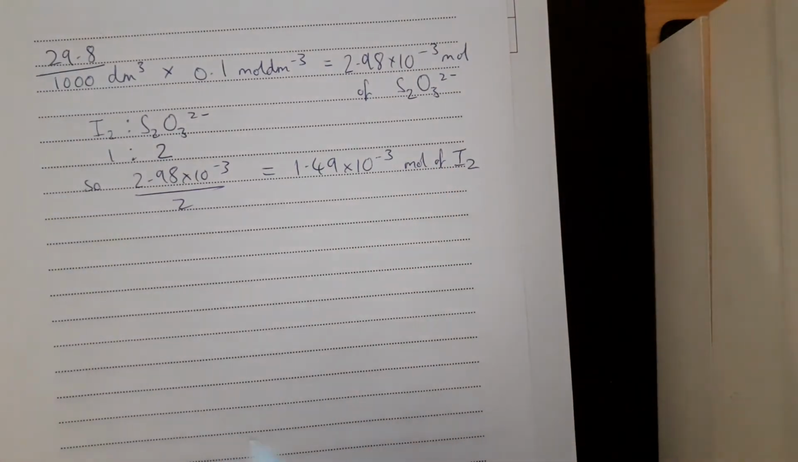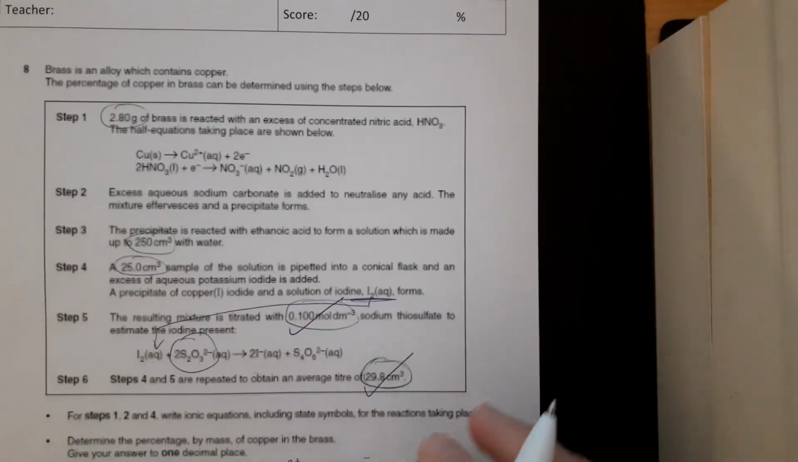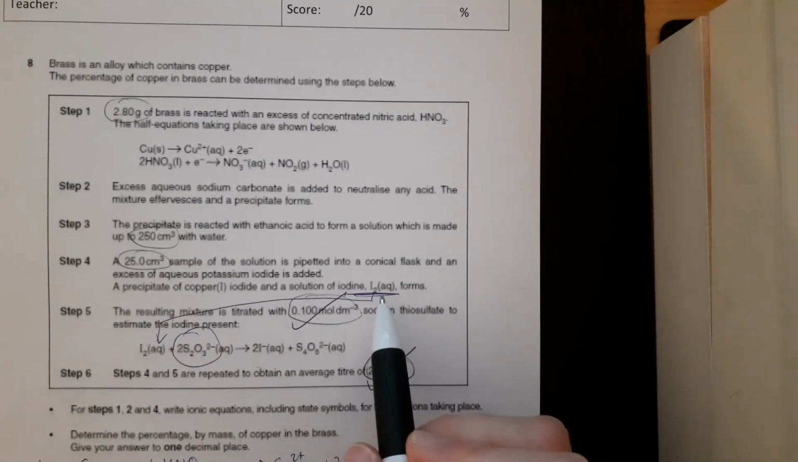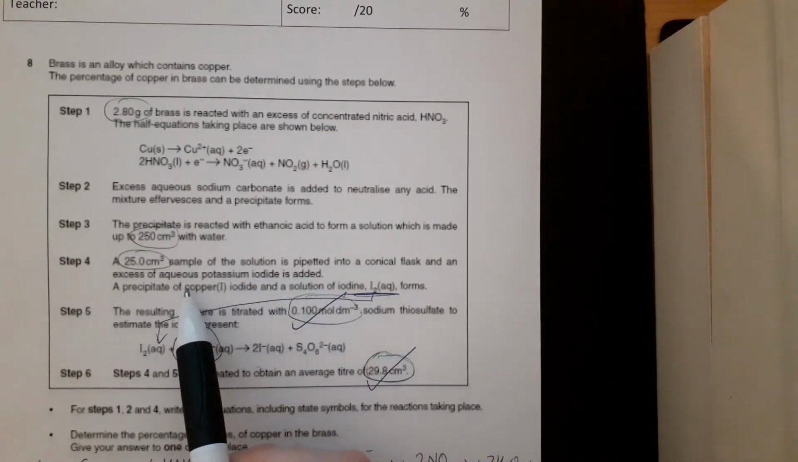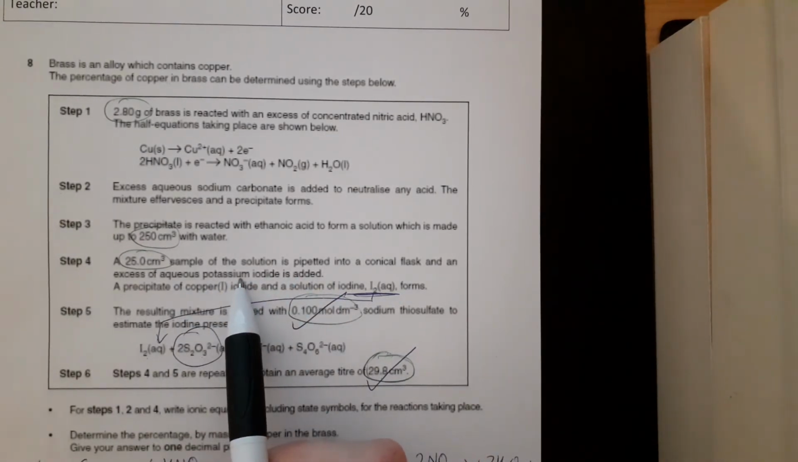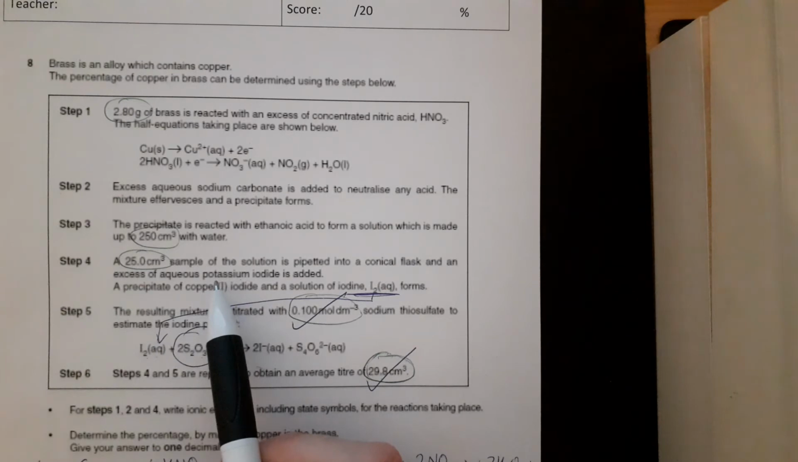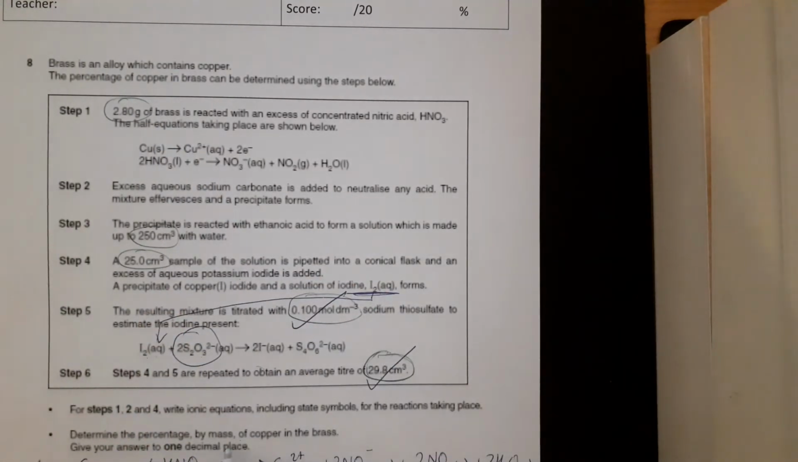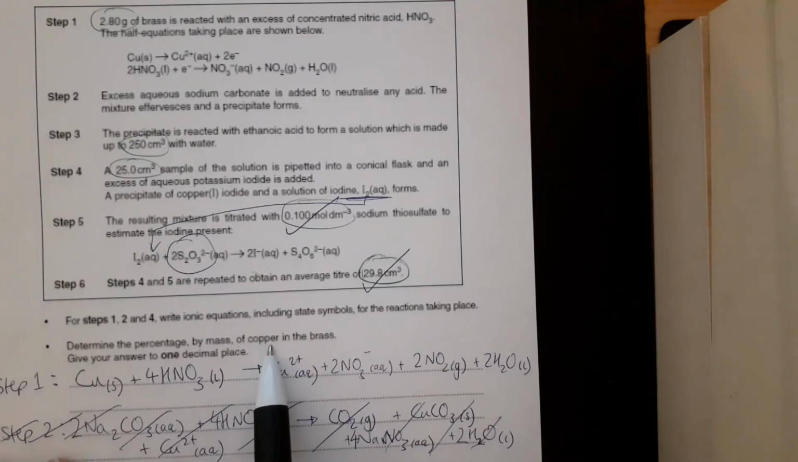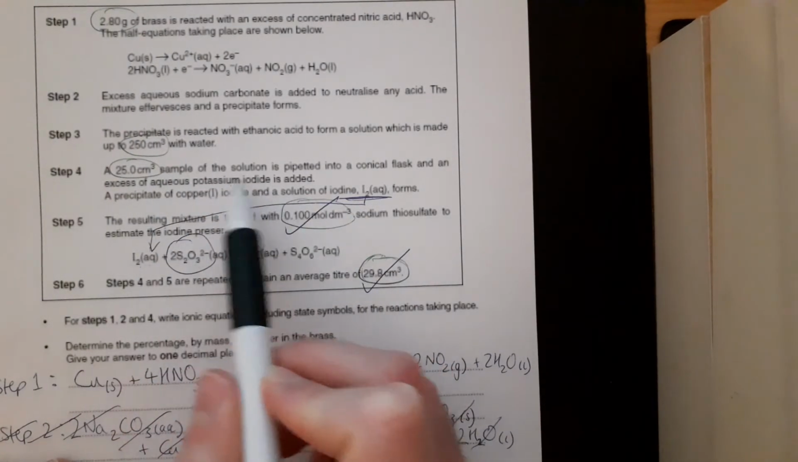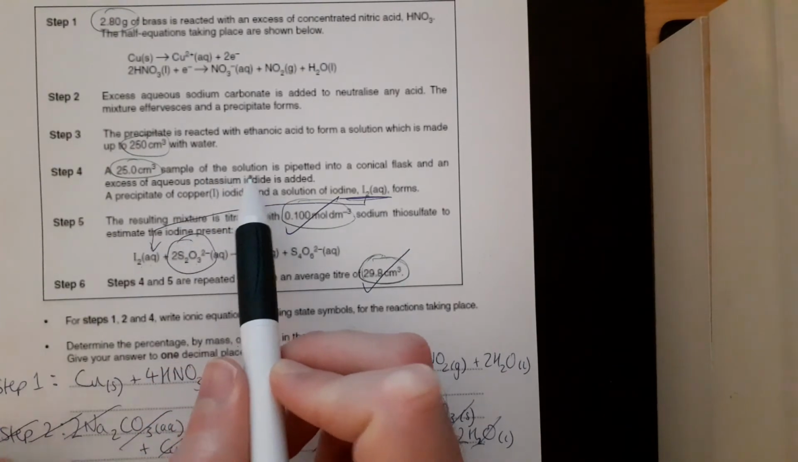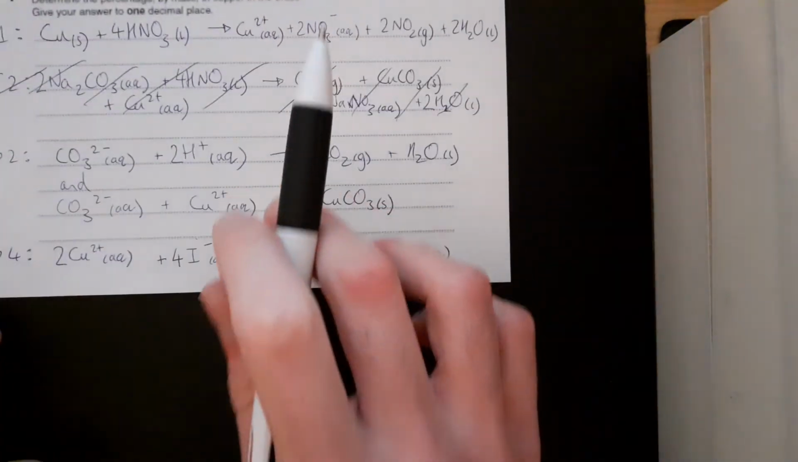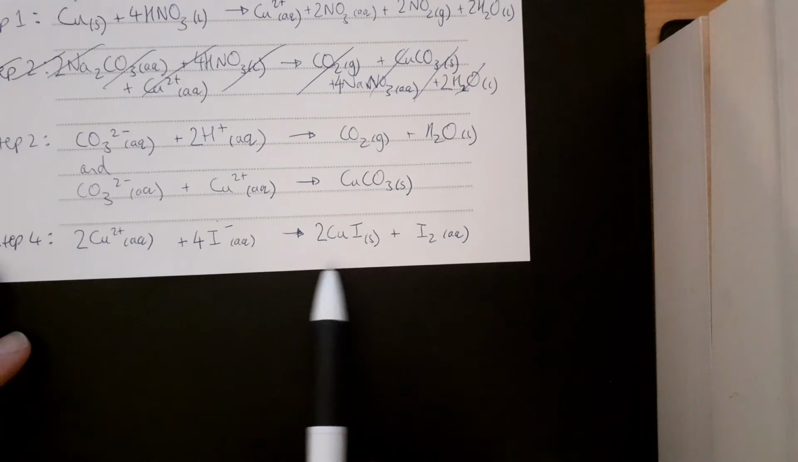Okay, let's go back here again. This iodine, what are we going to do with that? Where did this iodine come from? This came from the reaction of the potassium iodide with the copper. We want to get back to copper eventually, don't we? Because it's the percentage by mass of copper in the brass. So this is what's going to link us back to the copper, the fact that the iodine came from reacting with copper. It was this reaction that we've written down here. So this is what we're going to do next.